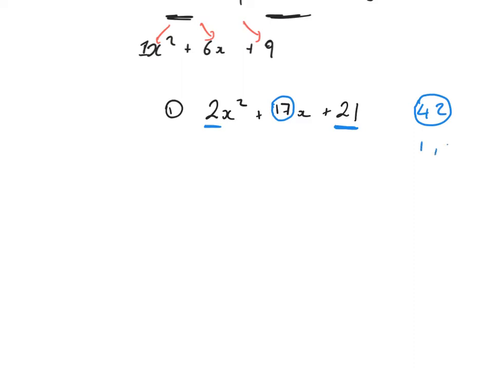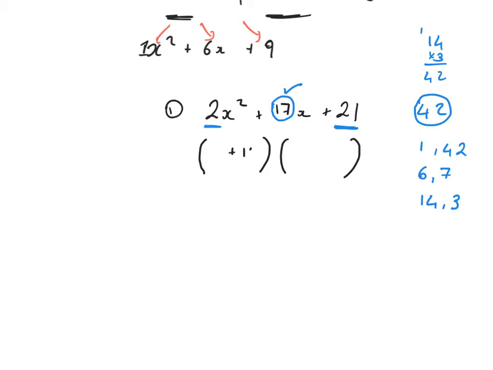So some numbers that multiply to give 42, that could be 1 and 42, but that doesn't add together to give 17, that gives 43. What about 6 and 7? No, that adds together to give 13. But another combination though is 14 and 3. So 14 times 3 is 42, and 14 plus 3 is 17, so that's our combination. Okay, so our next move then is to put those numbers into the brackets. Okay, so plus 14 and plus 3.